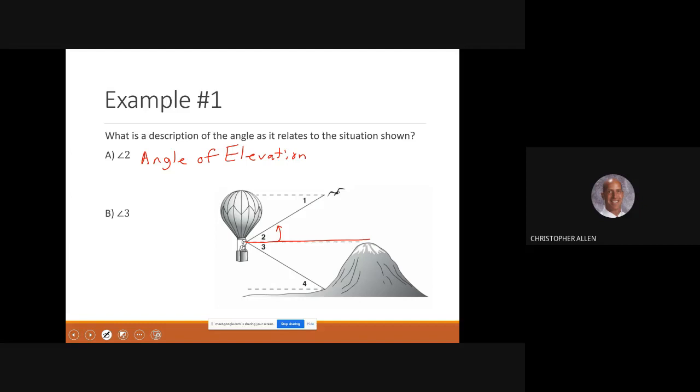Okay, what about angle 3? Oh, exactly. That's going to be an angle of depression. So angle 3, now the guy is looking down this way, so that's going to be an angle of depression. So for part A, it's angle of elevation because he's having to look up, so it's horizontal and up. And then for part B, angle 3, he's having to look down, so that's going to be an angle of depression. No big deal, right? That's pretty simple stuff, right?